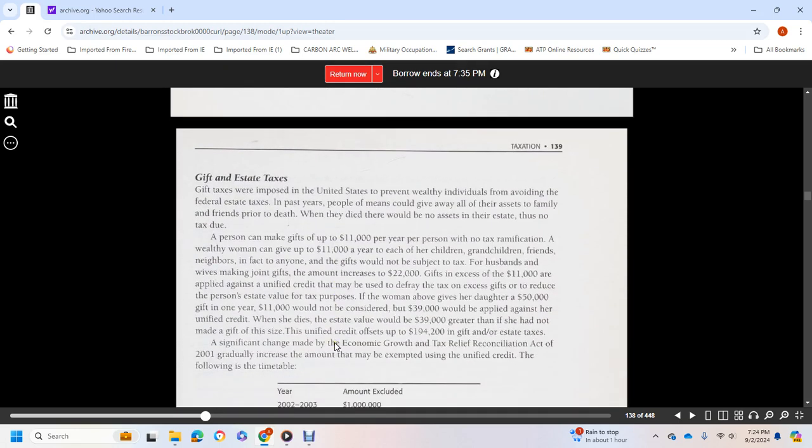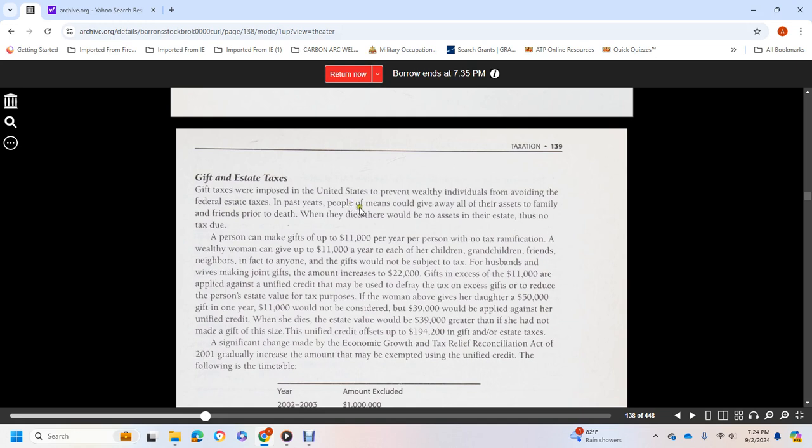Gift and estate taxes. Gift taxes were imposed in the United States to prevent wealthy individuals from avoiding federal estate tax. In past years, people of means could give away all their assets to family and friends prior to death. When they died, there would be no assets in their estate, so no tax was due.